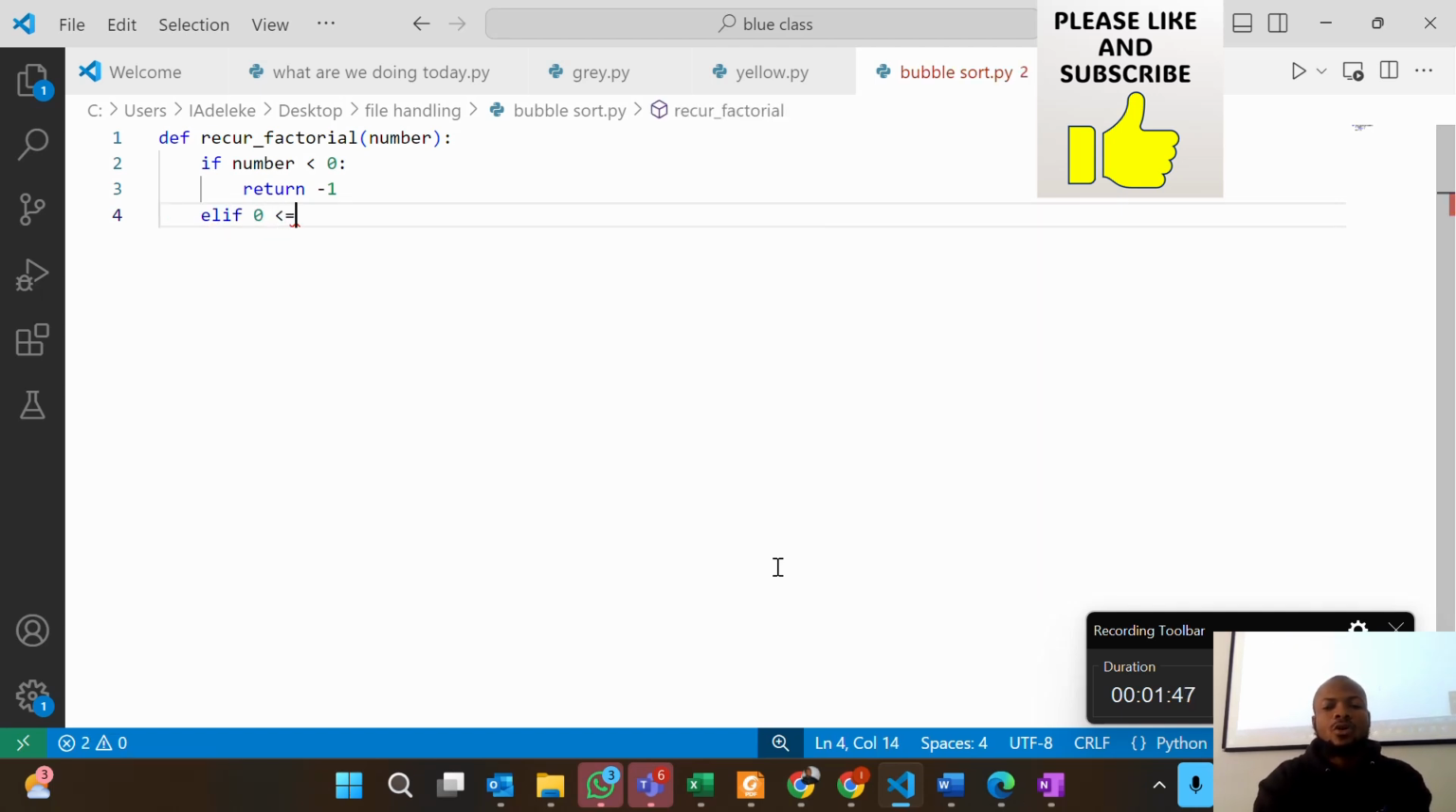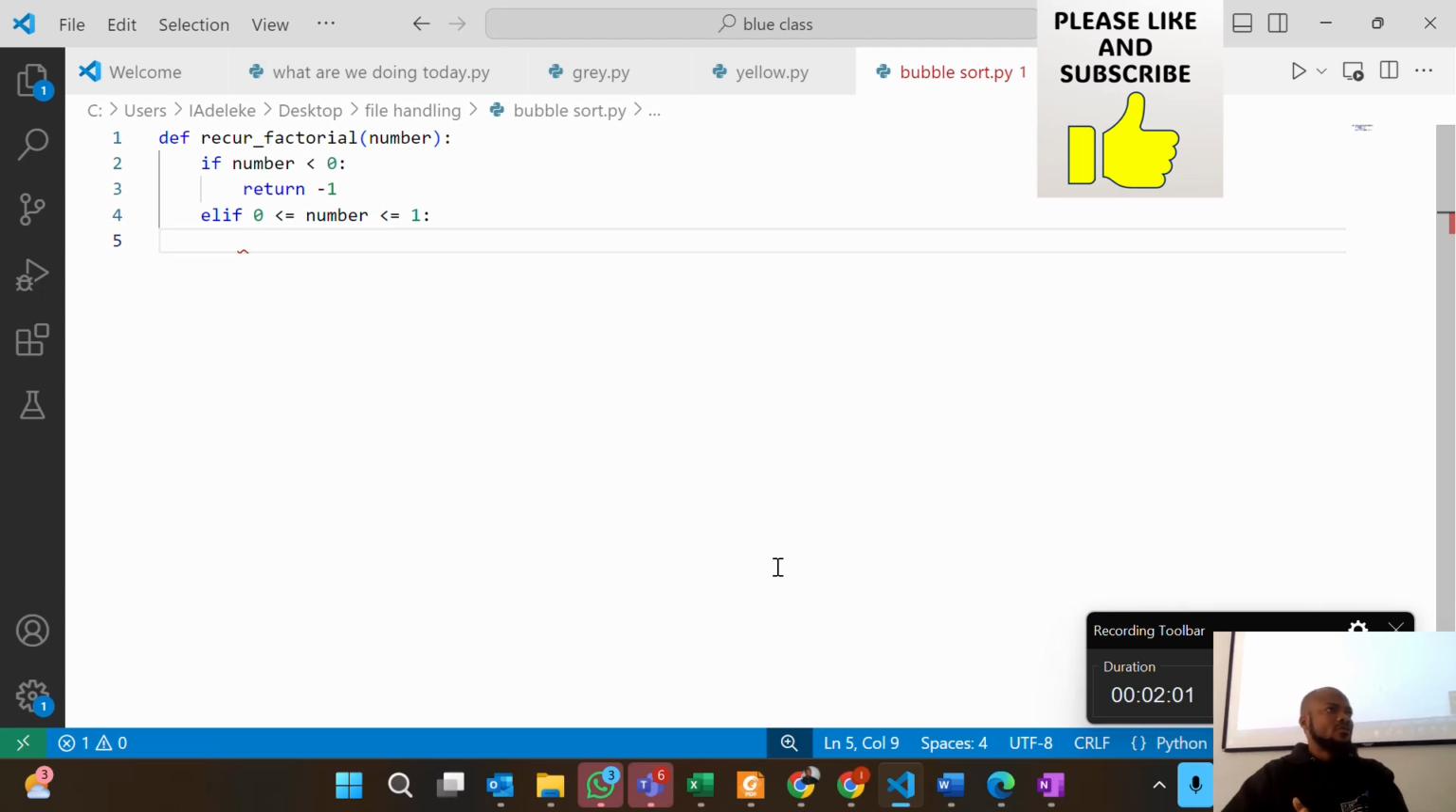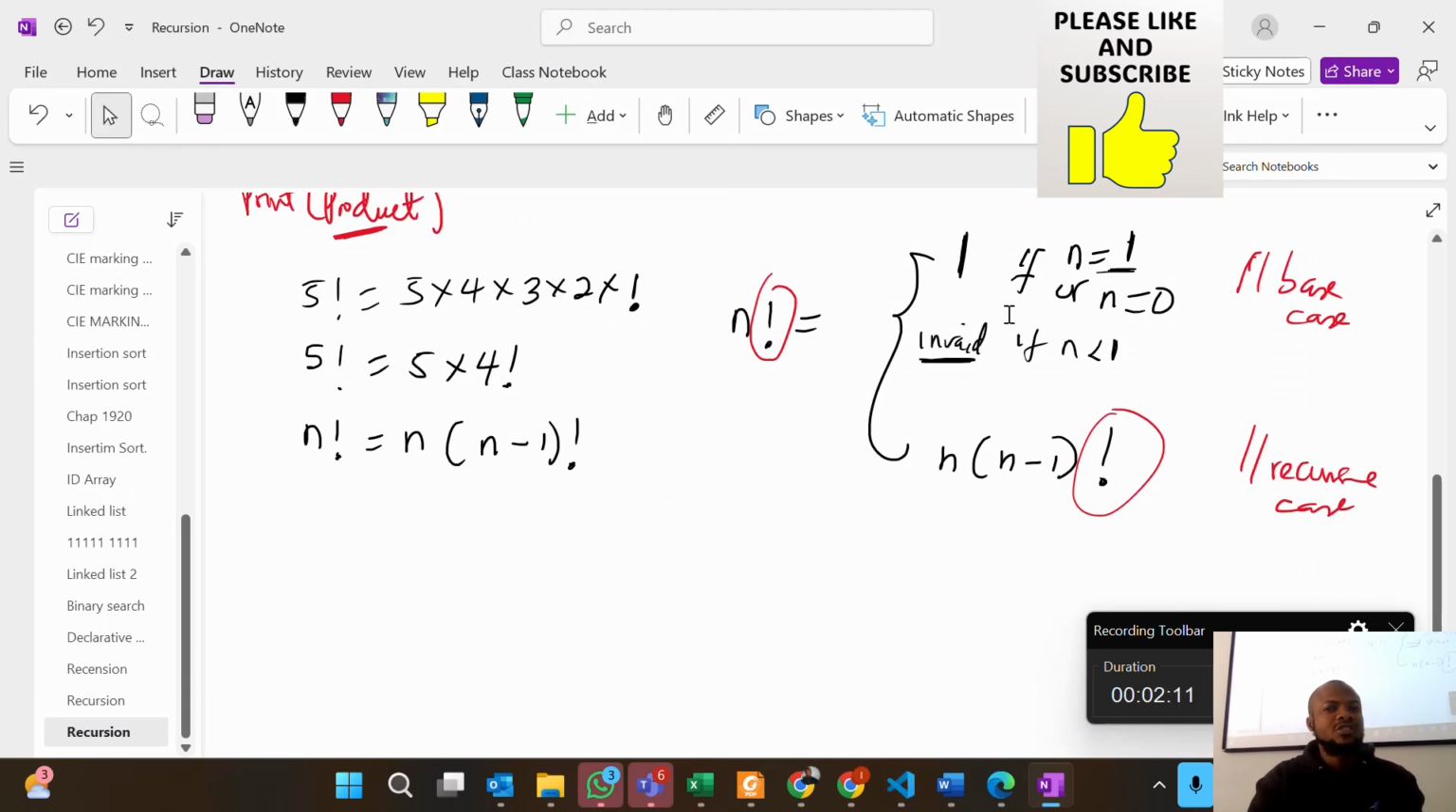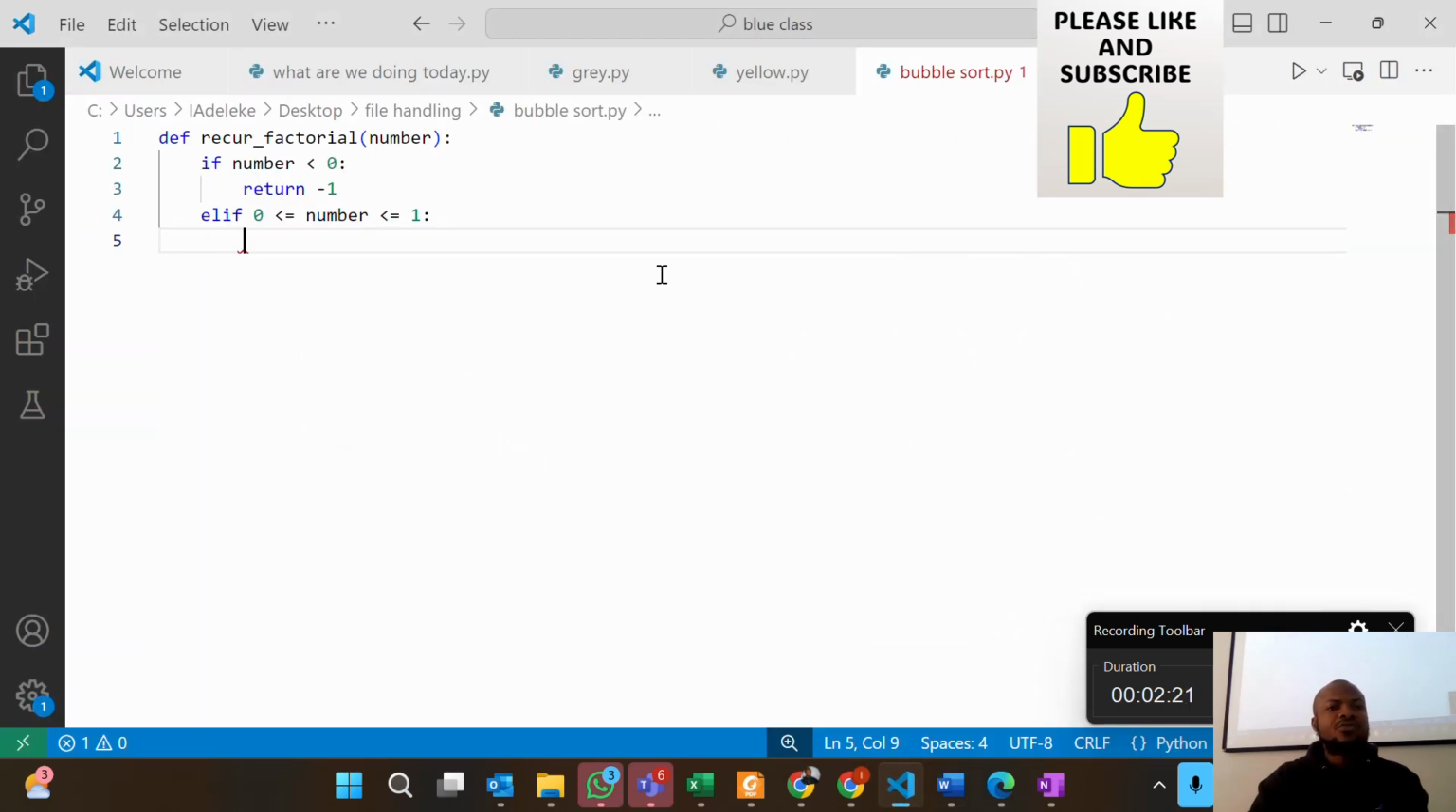0 less than or equal to number less than or equal to 1. What does this mean? It means if the number is more than or equal to 0, and also if the number is less than or equal to 1. That takes us to this base case that we wrote here, if it is 0 or 1. Is this understood? Good. So writing if number is greater than or equal to 0 and number is less than or equal to 1 is still the same thing as writing if 0 less than or equal to number less than or equal to 1.